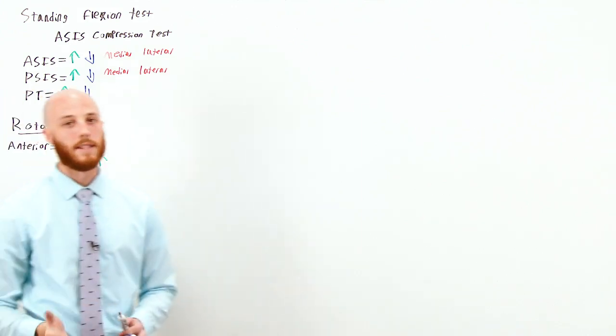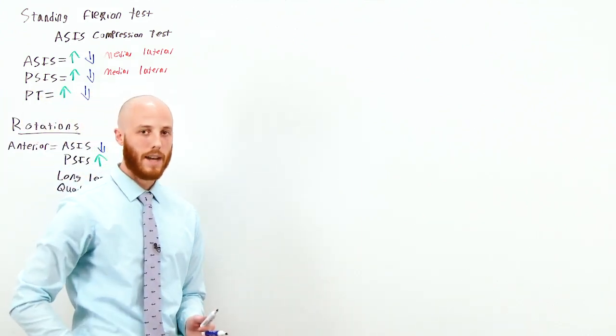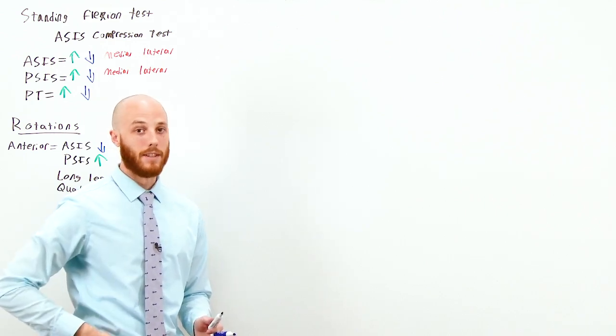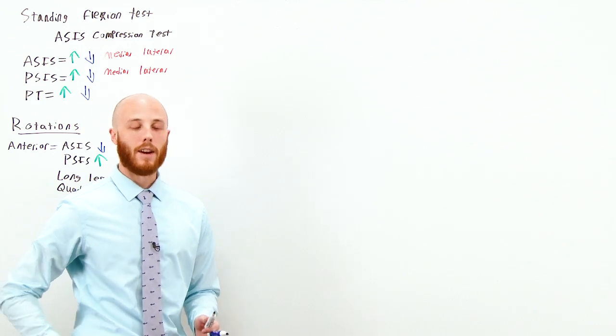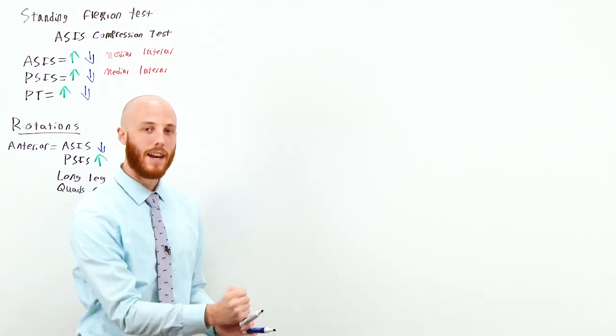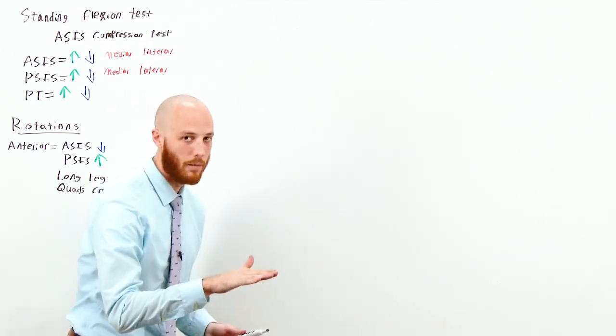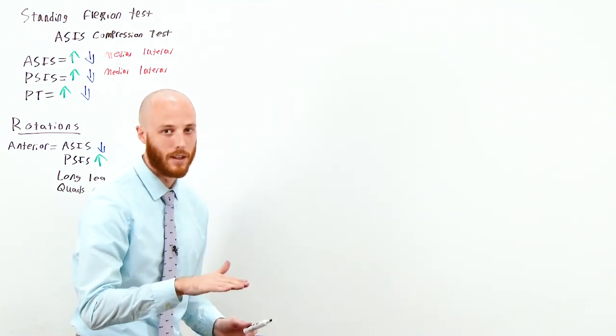So think about this anatomically. Your quads are on the anterior portion of your thigh. They attach to the anterior portion of your innominate. If they're hypertonic, they're going to yank down the rest of the innominate, causing a forward bending or an anterior rotation.